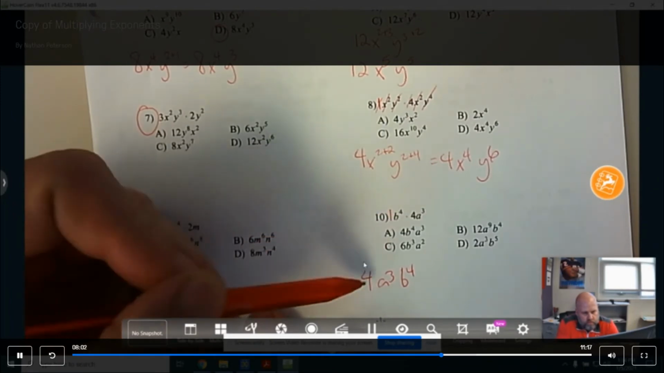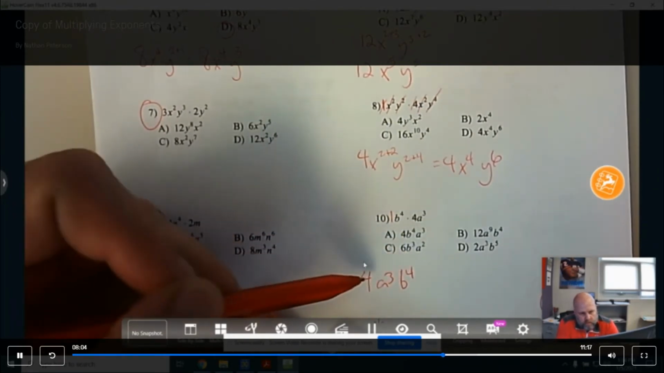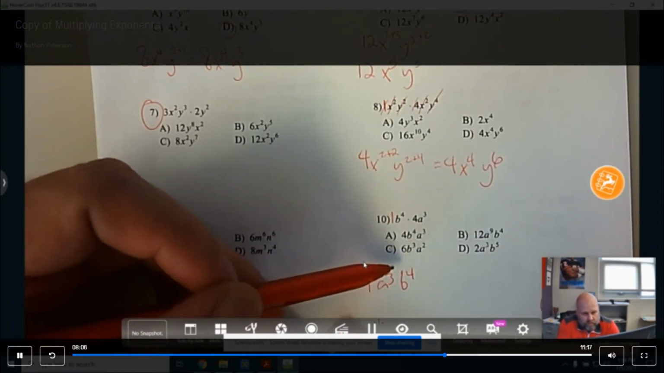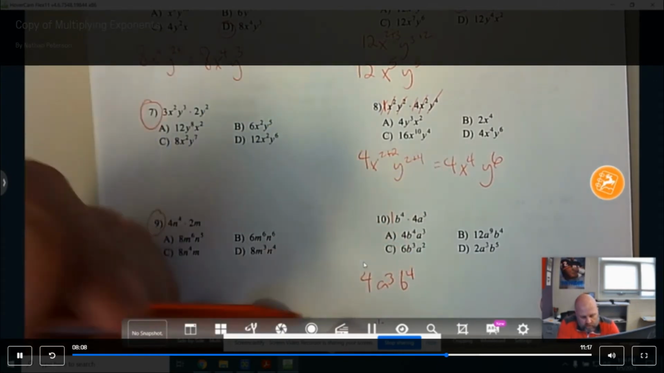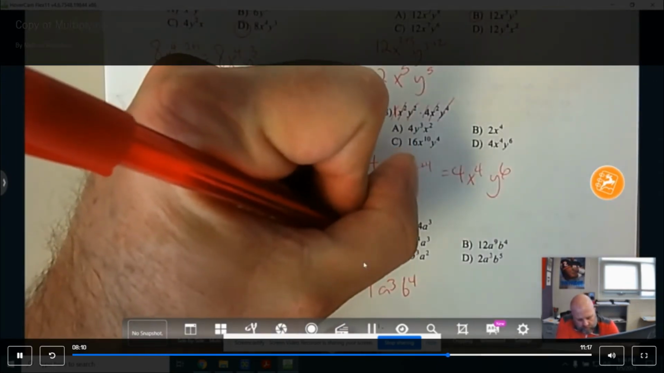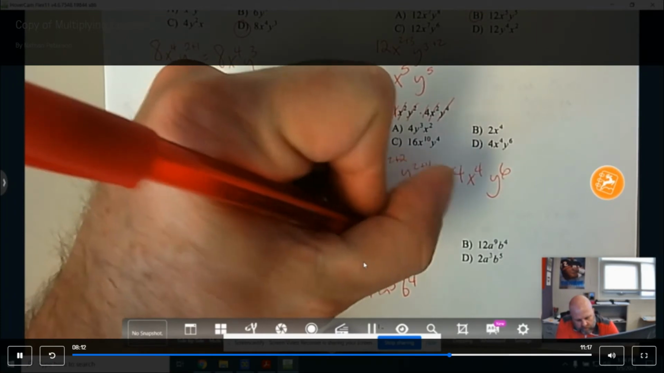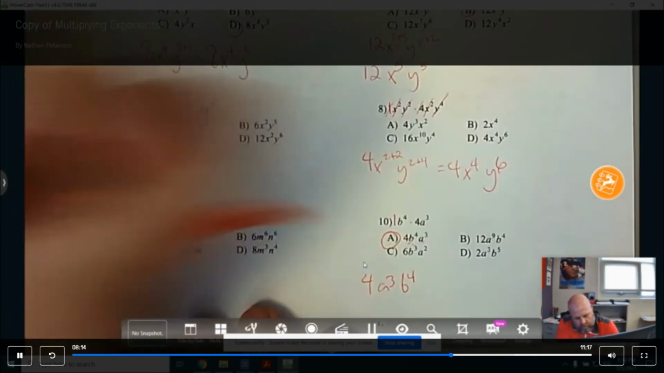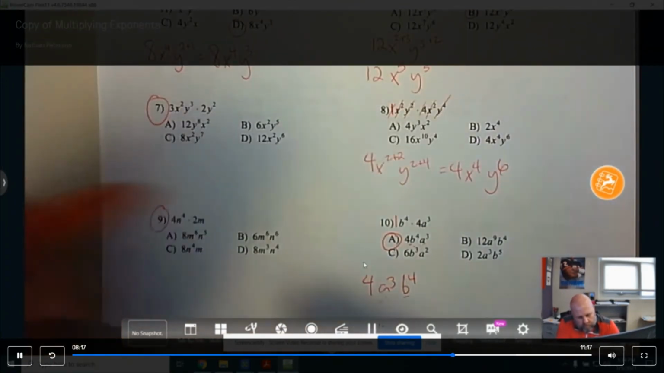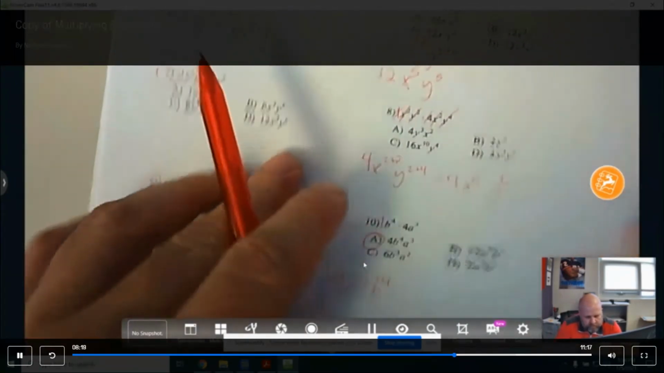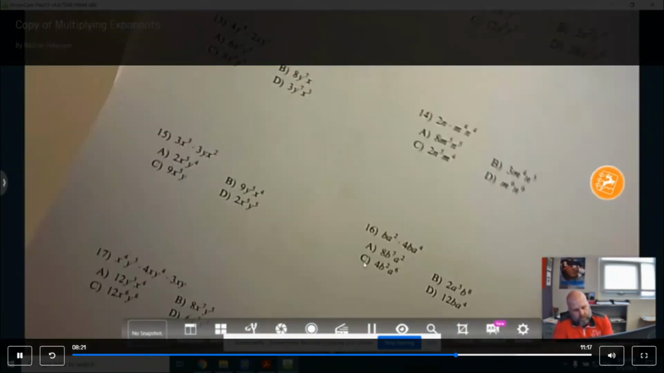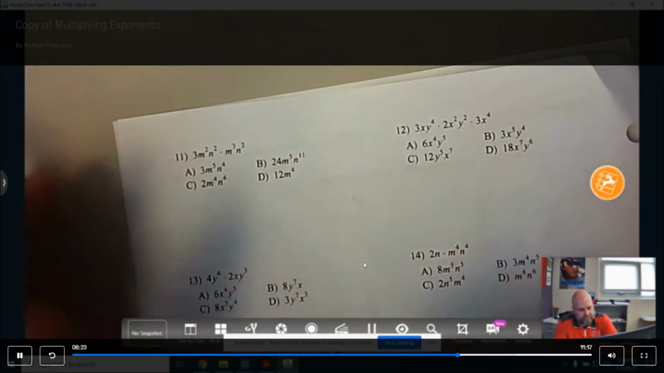Okay, so number 10, we just had 4a cubed b to the 4th. A didn't go with anything. There was only one there was. B didn't go with anything, so that's just the way it is. And we look up here, we'll see that it is out of proper order, but it does match up with the right variables and exponents.